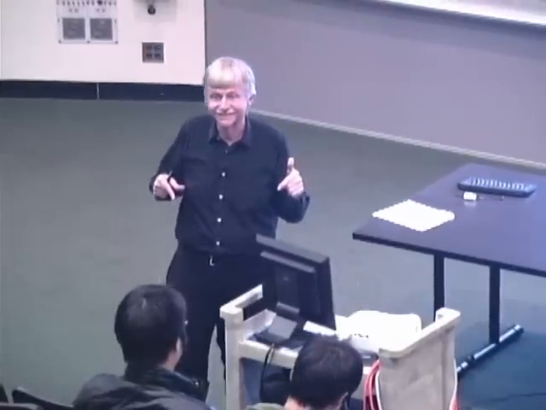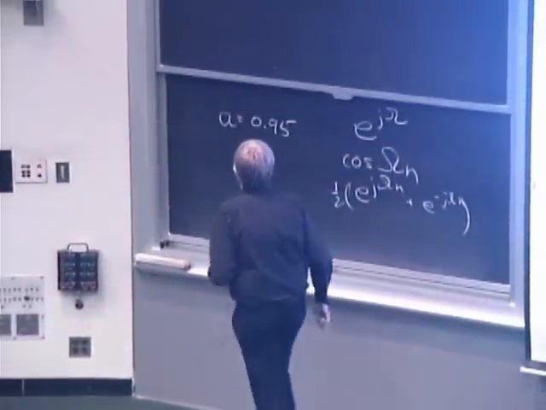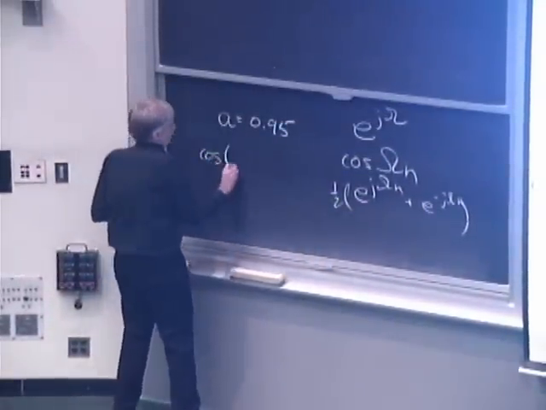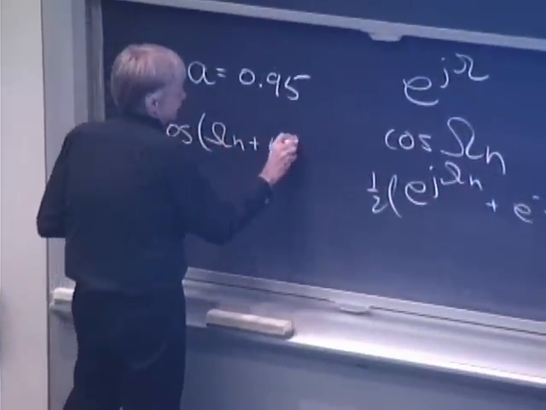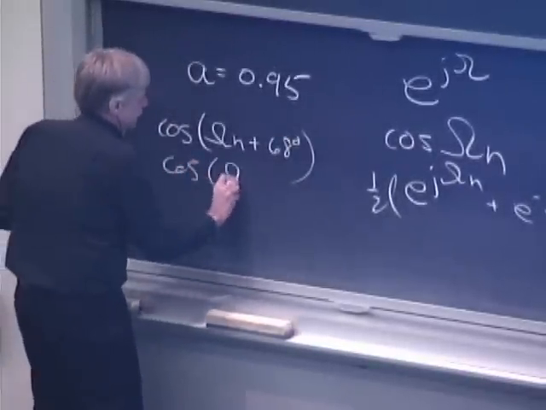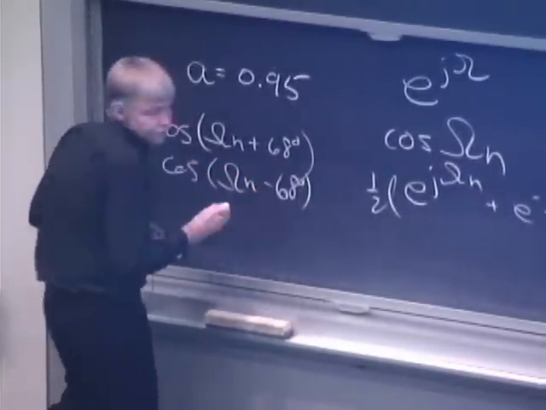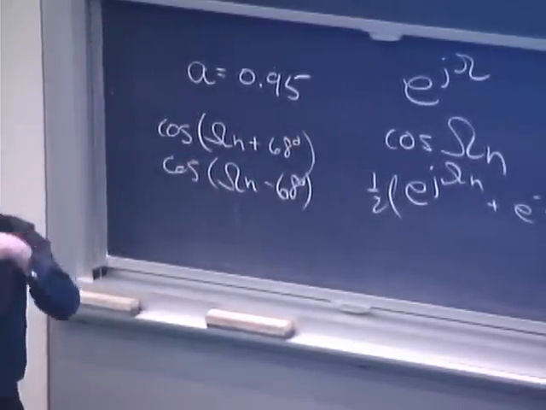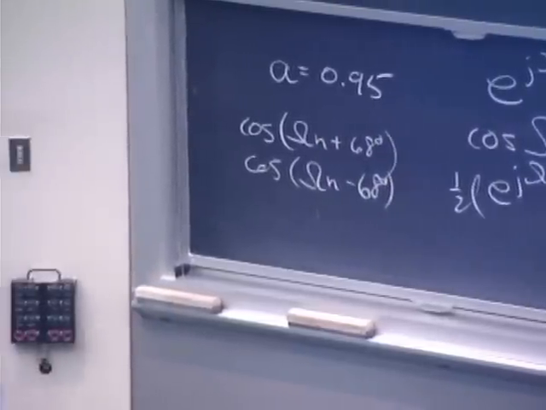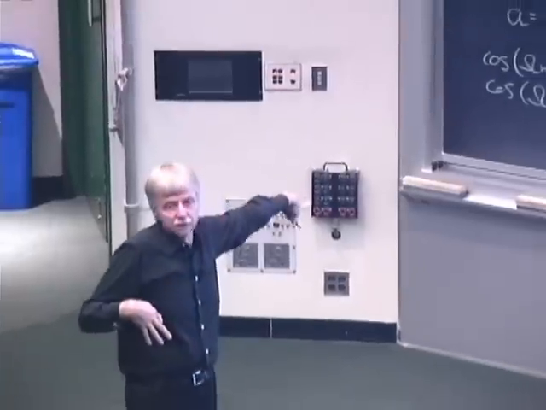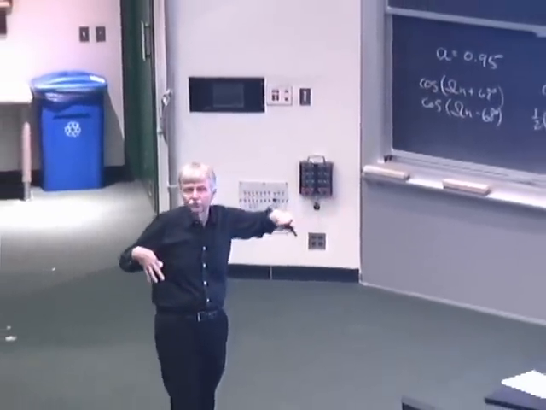Not a clue. Yes? For cosine, it wouldn't change anything, but for any of the sine terms, it would invert. Right, let's see, if you went from plus 68 to minus 68, so say I had cosine of omega n plus 68 degrees and cosine omega n minus 68 degrees. So I changed the phase by flipping the sign of it. How would that change the relationship between the two signals?